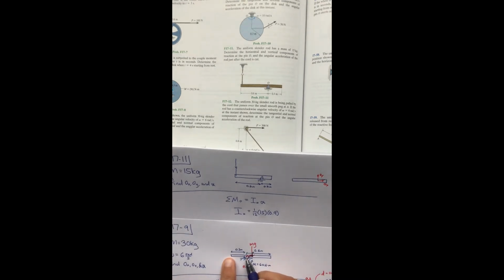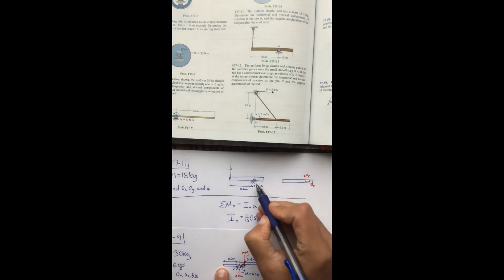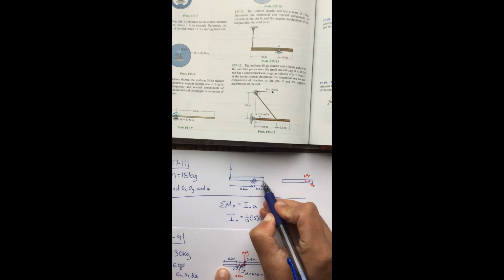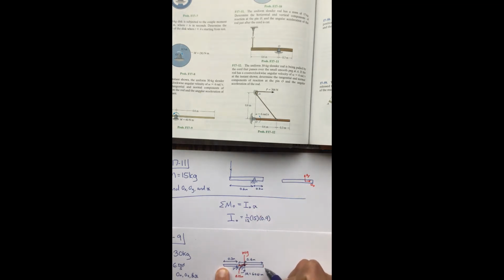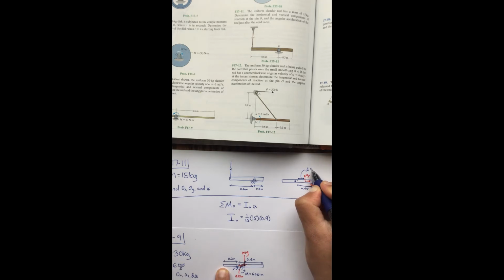The similarity doesn't end there. In Fundamental Problem 9, point O was a distance of 0.3 meters from the left end of the rod. Here in Fundamental Problem 11, point O is 0.3 meters from the right end of the rod. Both rods have a length of 0.9, which means the distance to the mass center from the end of the rod is 0.45. And since this distance is 0.3, just like it was in the previous problem, d is equal to 0.15. That's 0.45 minus 0.3.